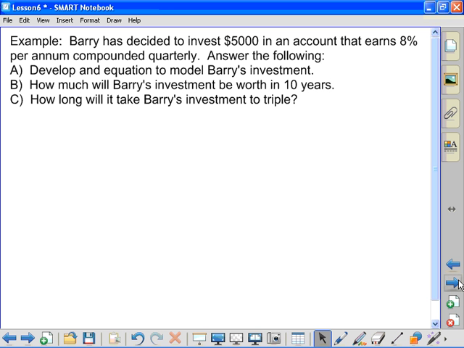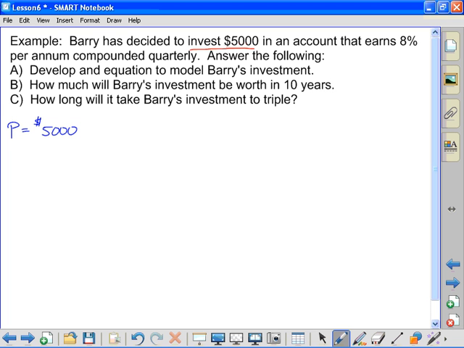So Barry has decided to invest $5,000. So this is a financial question. In an account that earns 8% per annum, fancy way of saying per year, and it's compounded quarterly. So answer the following. So I always like to write down the information I have. So Barry has decided to invest $5,000. So that's what he has today. So that's his initial amount. So that's his P. So he has $5,000 to invest right today.